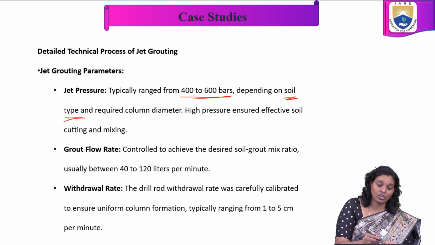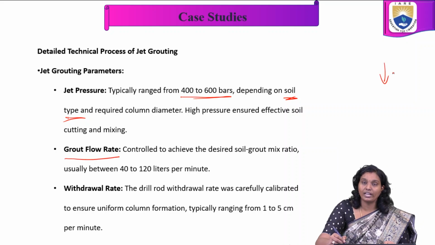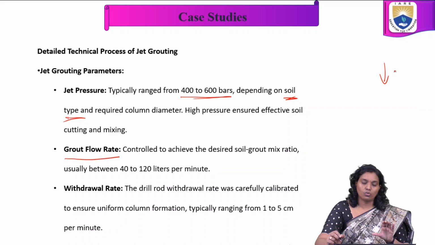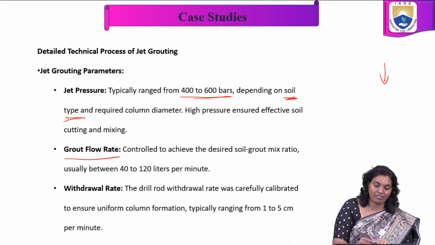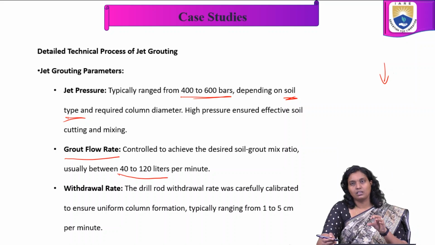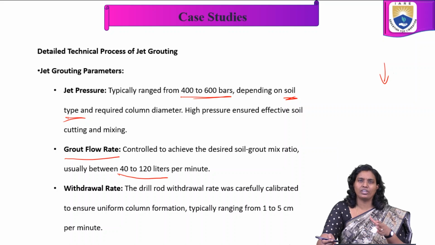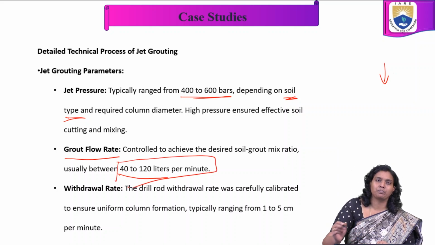Next, moving on to the grout flow rate, which also plays a role in achieving the desired soil grout mix ratio, usually between 40 to 120 liters per minute. The soil grout mix proportion is decided based on the design considerations. So how much flow it is going to get depends upon the 40 to 120 liters per minute.